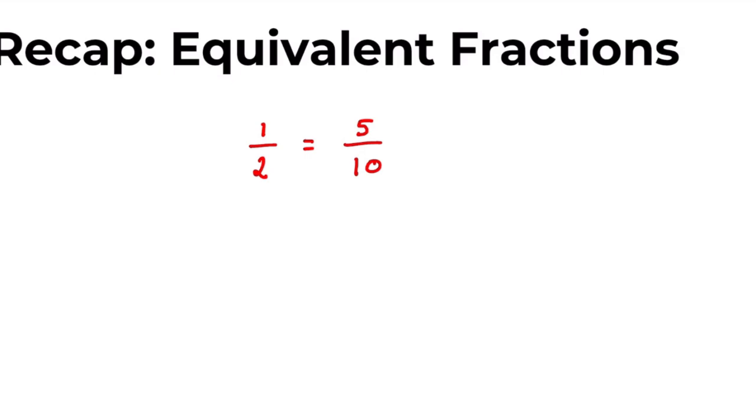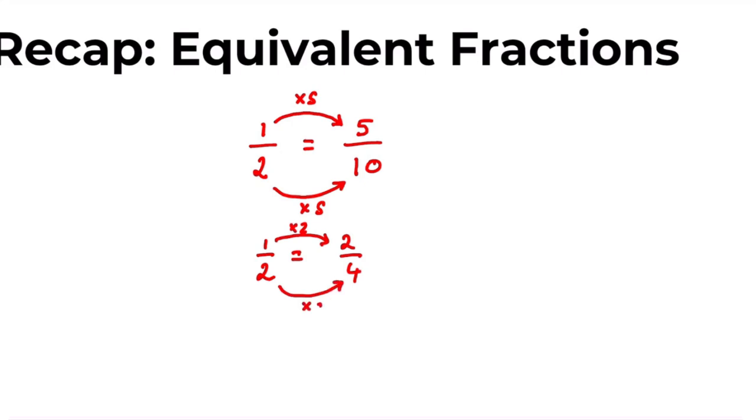So over here, when we're going from 1 to 5, from numerator to numerator, we have to multiply by 5. And that same multiplier, we have to take from the denominator to denominator. So from 2 to 10, we have to multiply by 5. That's why these are equivalent fractions. A half is equivalent to 5/10. That is also equivalent to, for example, 2/4, because we multiply the numerator by 2, we also multiply the denominator by 2. And this fraction is literally the same as a half because the numerator is half of the denominator.